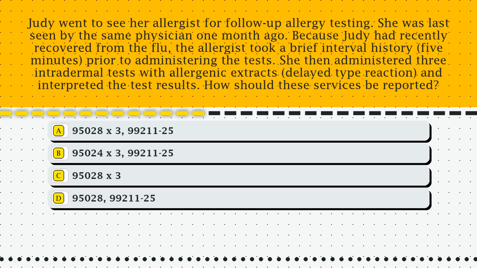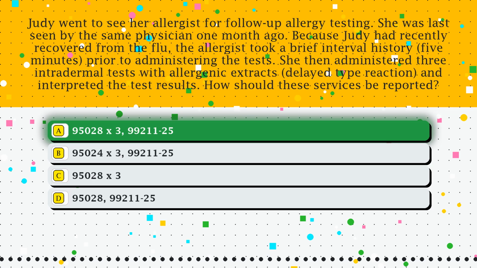Option A, 95028x3, 99211-25. Option B, 95024x3, 99211-25. Option C, 95028x3. Option D, 95028, 99211-25.